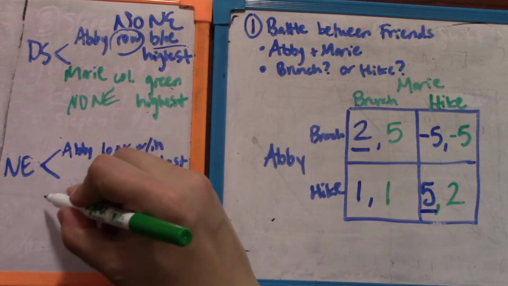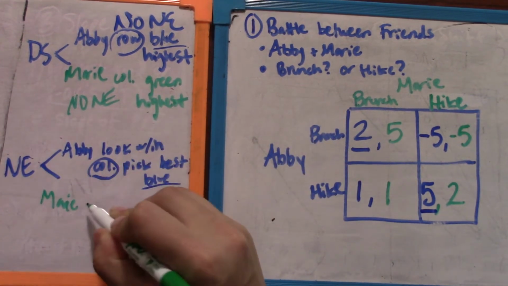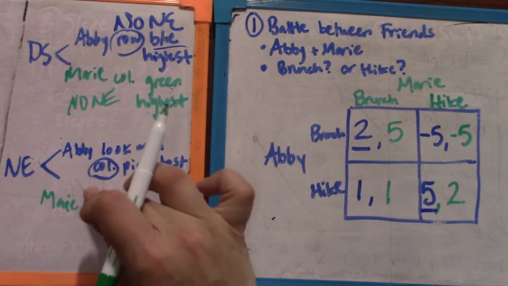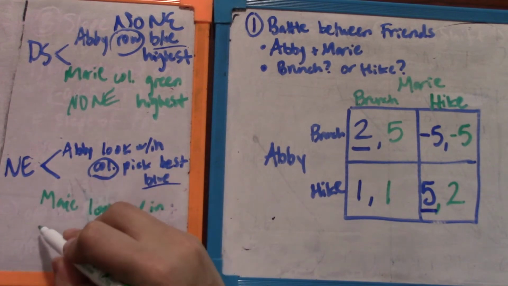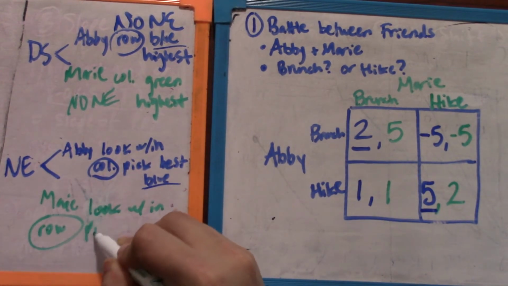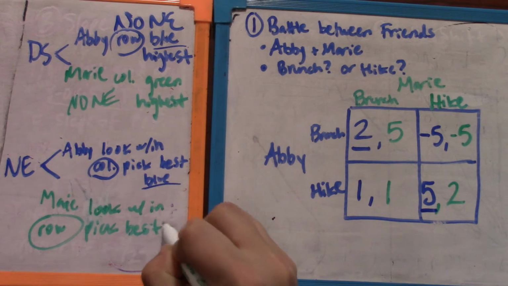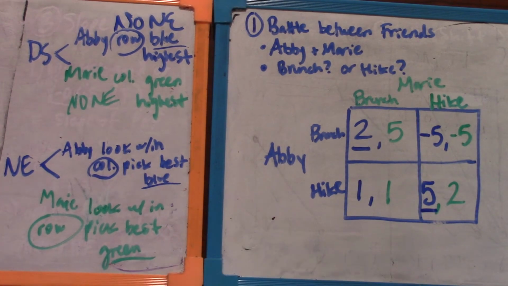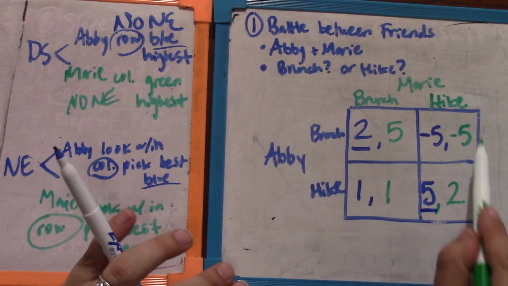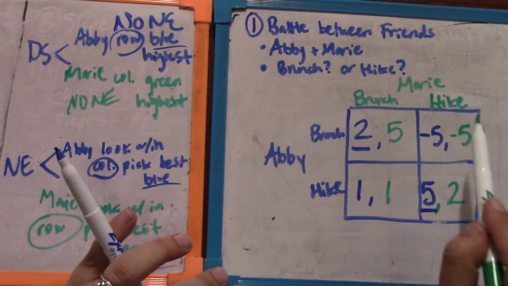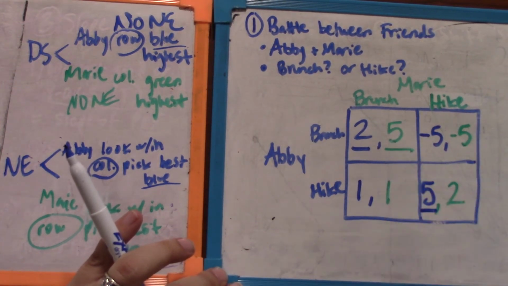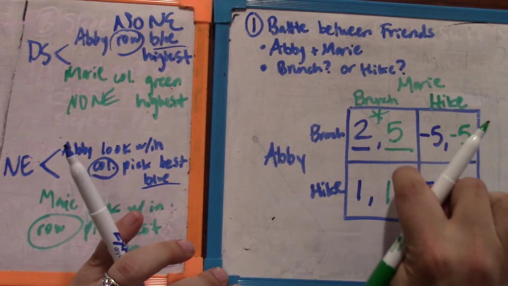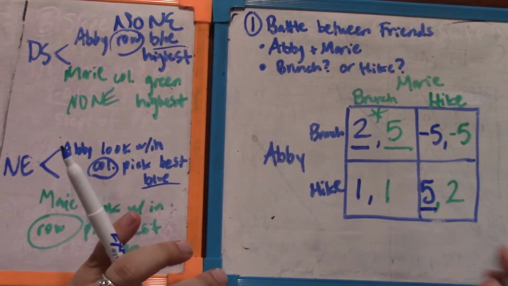For Marie, when we check for Nash equilibria, she's going to look within the rows, her rival's strategy, and pick the best green payout. Another way of saying this is she's looking for her best response to her rival's move. So if Abby goes to brunch, should Marie get a 5 and go to brunch as well, or get a -5 and go hiking? A 5 is her best response, which means we found a Nash equilibria because they're both underlined. But we'll talk about that in a second.